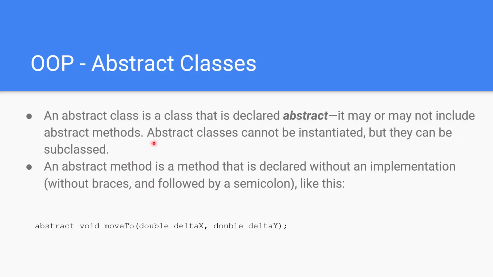An abstract class is a class that is declared as abstract. We'll see an example. It may or may not include abstract methods, but usually does. Abstract classes cannot be instantiated, but they are subclassed. An abstract method is a method declared without an implementation, so without the curly braces, and it's just followed by a semicolon. You can see it right here. Notice we say abstract void, which is the return type. We can see it takes two doubles, but there are no curly braces, just a semicolon.